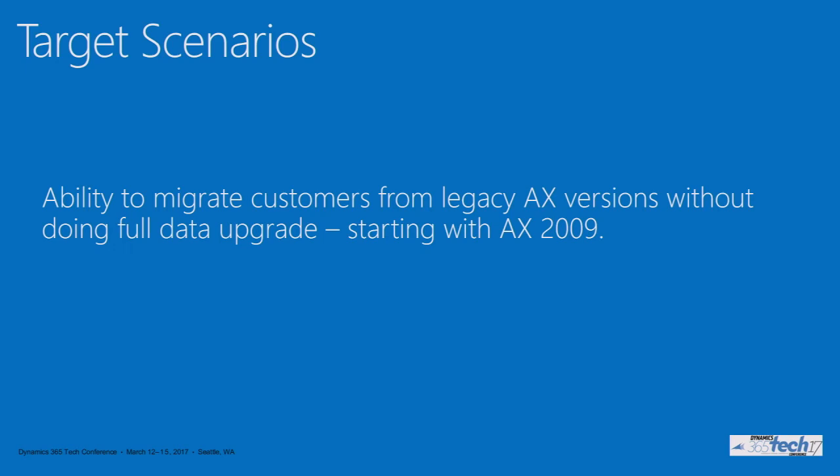We wanted to provide an ability to migrate legacy AX versions, and we wanted this to be something we support for all flavors of the legacy versions. So that means AX 4.0, AX 3.0, etc. as well. But we're starting with AX 2009 as a primary focus.